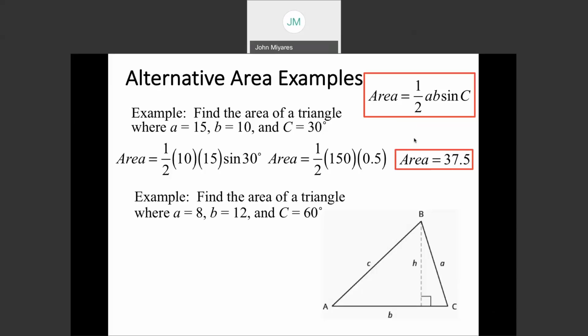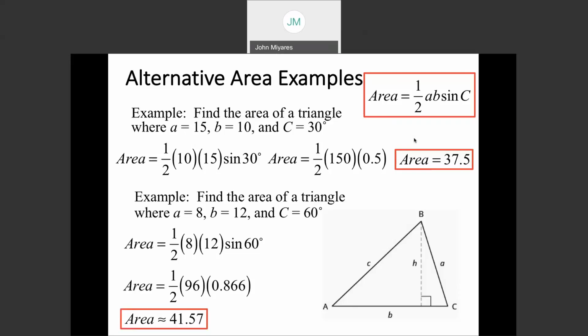So again, we're just going to substitute our givens into this formula, which is going to give us 1/2 of 96, which is the 8 times 12, times 0.866, the sine of 60 degrees, which will give us an area of approximately 41.57.